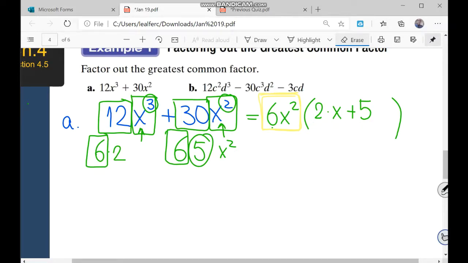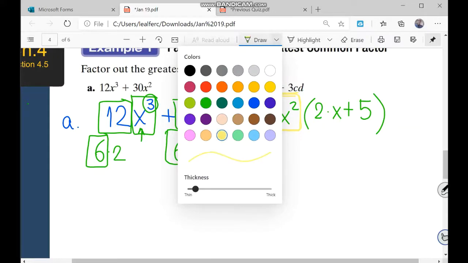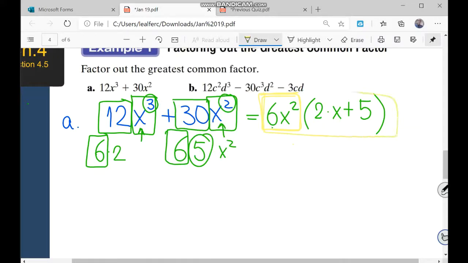See? The terms of the polynomial inside the parentheses are going to be 2x plus 5. The answer of the question is this whole thing here: 6x squared times 2x plus 5. This is going to be the answer.